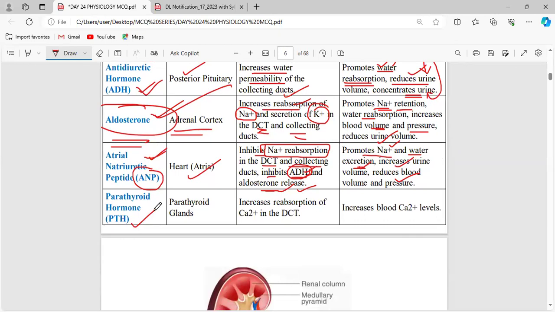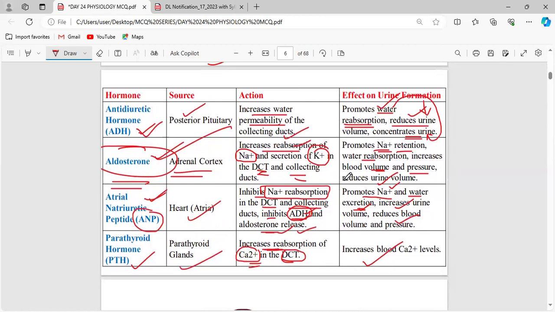Now, what is the function of parathyroid hormone, PTH? We know that this hormone is released by the parathyroid glands. Now, what is the action? We know that this is the one regulating calcium, right? It increases the reabsorption of calcium, particularly in the distal convoluted tubule. So as it reabsorbs calcium, definitely the calcium level will increase in the blood. So this is regulated by the parathyroid hormone. This is the hormone involved in the process of excretion.